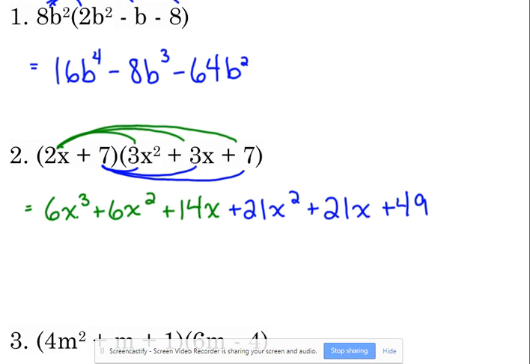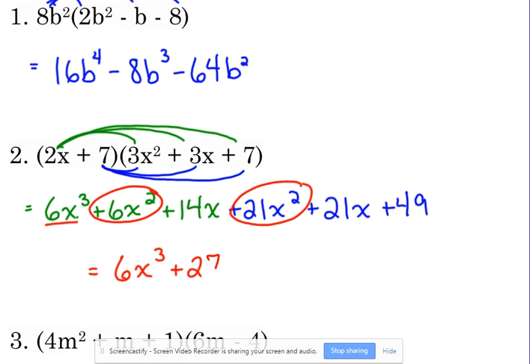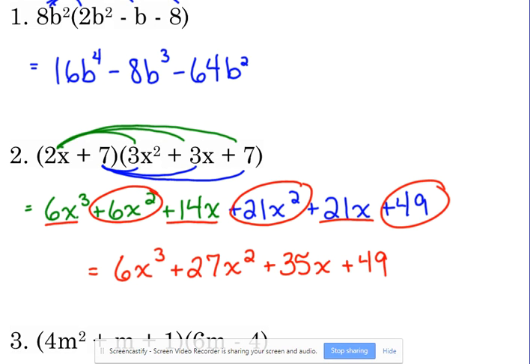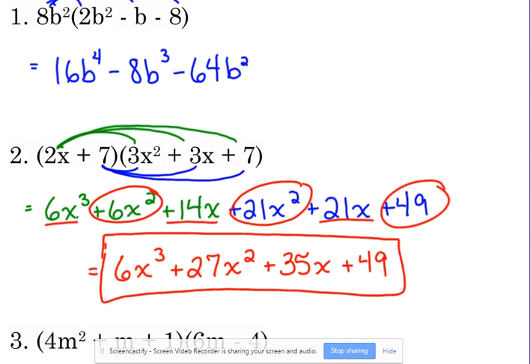We didn't have any like terms in the previous problem, but we do have some like terms to combine here. 6x cubed. That's the only x cubed term. So we just bring it down. We've got plus 6x squared plus 21x squared, so plus 27x squared. Plus 14x plus 21x, so plus 35x. And then our lonely little constant, plus 49 on the end. Okay?